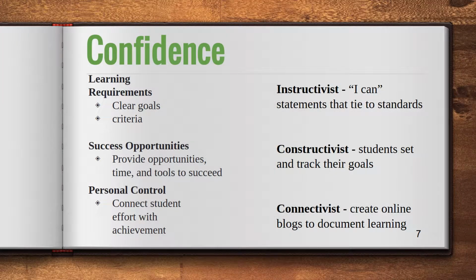The subcategories for confidence are learning requirements, success opportunities, and personal control. For learning requirements, some strategies might be to have clear goals and criteria for the learners. Success opportunities would be to provide opportunities, the time, and the tools for the learners to succeed. And then a strategy for personal control would be to connect student effort with achievement.